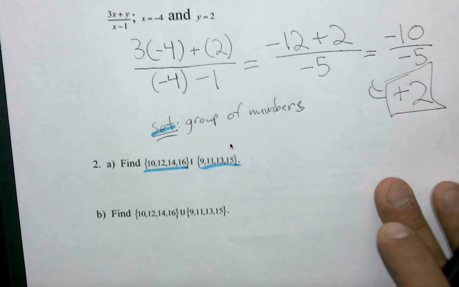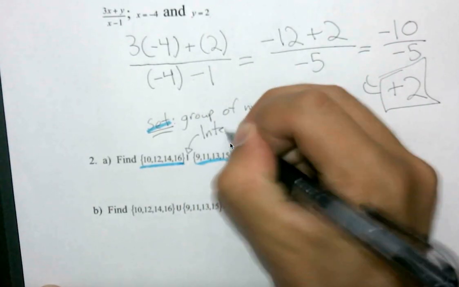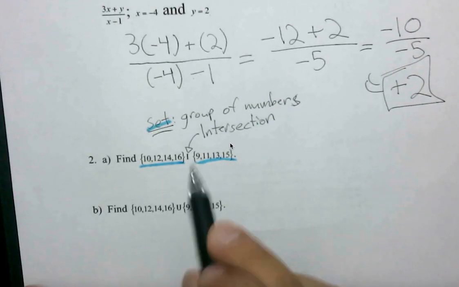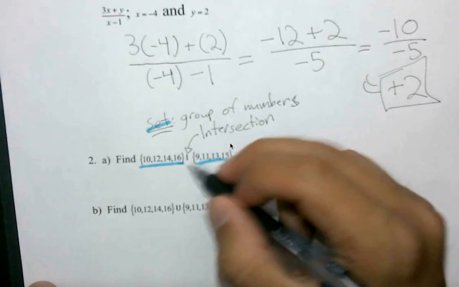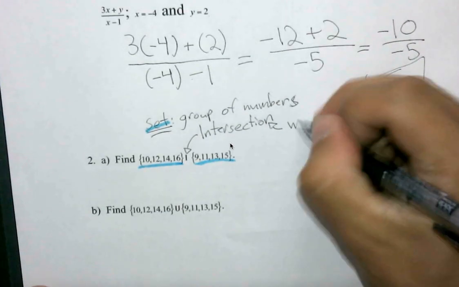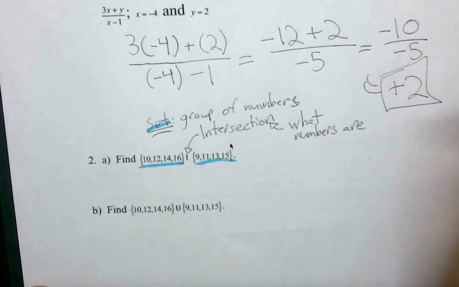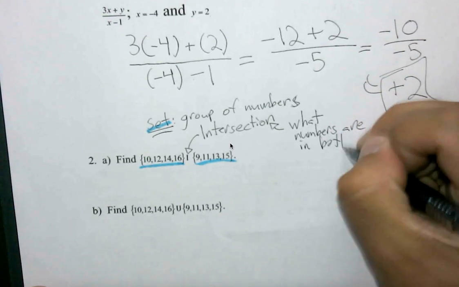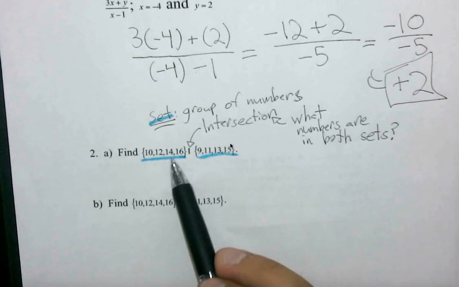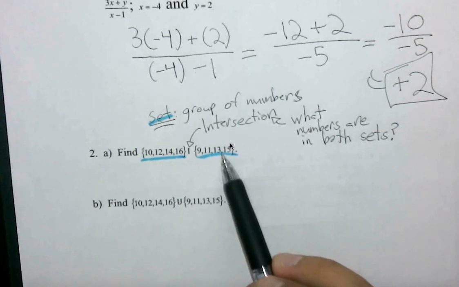So with the intersection, it sounds just like you think it would. If it's an intersection, it's as if you're comparing and contrasting these two sets to see if there's anything in common. So when you see the I, think of intersection, think of it like driving, like they're going to intersect. So you're thinking, what numbers are in both sets? If you look closely, this has 10, 12, 14, 16. This has the odd numbers. Hopefully you notice that pattern too, of 9, 11, 13, and 15.